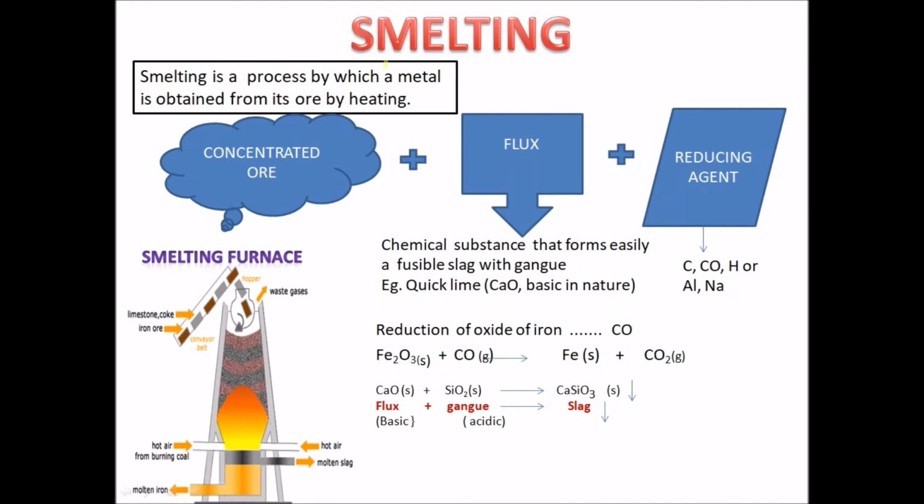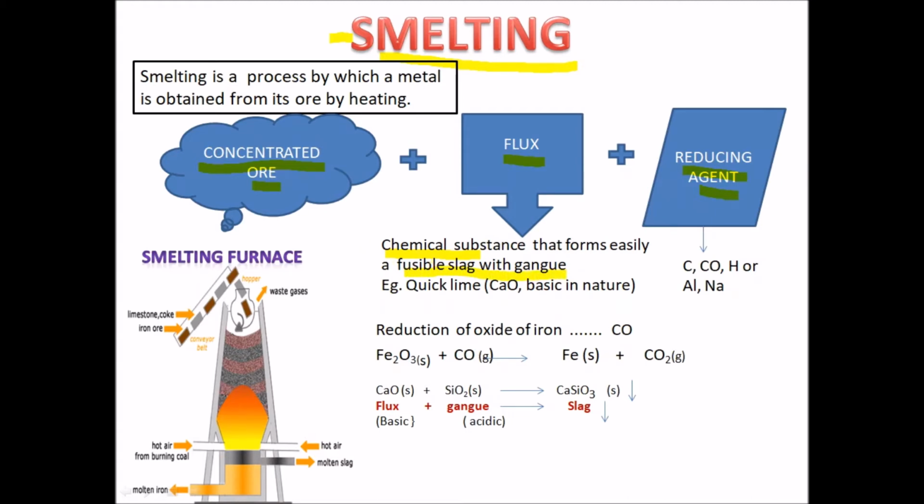Smelting. Smelting is a process by which a metal is obtained from its ore by heating. You can remember it from this word smelting. Remove the S and smelting is nothing but melting, which takes place by heating the ore. You take the concentrated ore and it is mixed with flux and the reducing agent to be used. Flux is nothing but a chemical substance that forms easily a fusible slag with gangue.